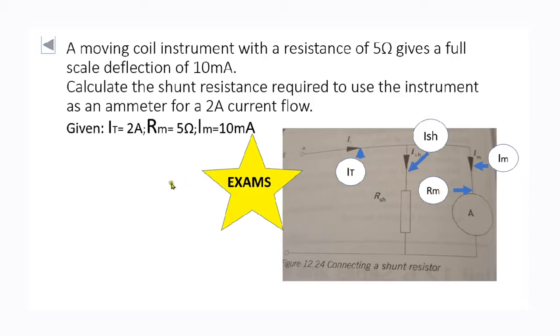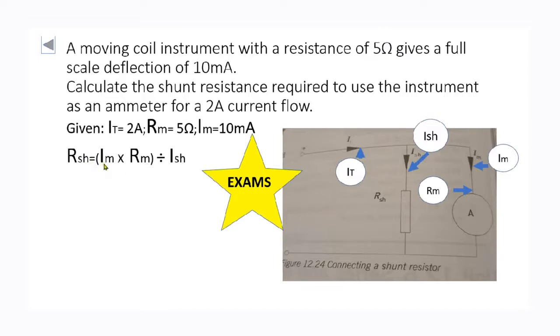All right, so here it is. IT is 2 amps, RM is 5 ohms, IM is 10 milliamperes. IM is the current traveling through that meter. Here's my formula: RSH is equal to IM times RM divided by ISH. Let's see if I have everything that I need to do this calculation.